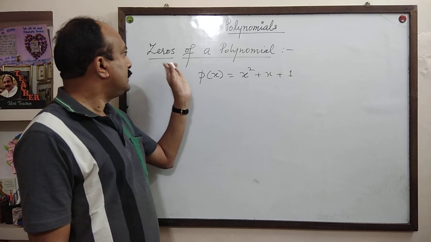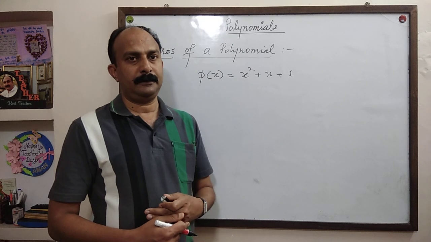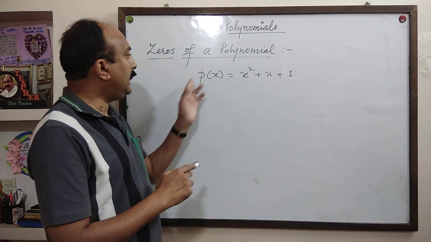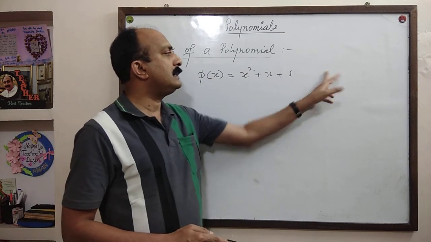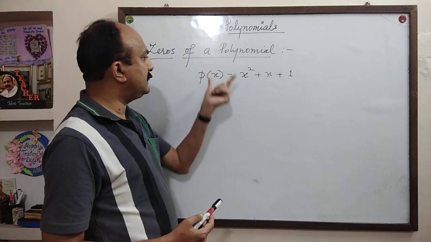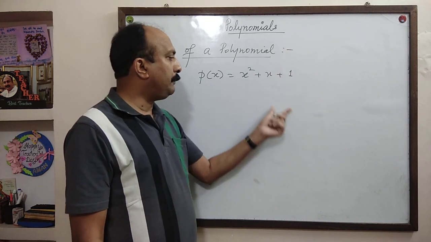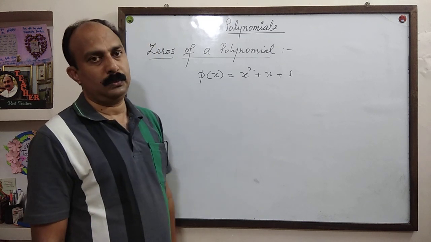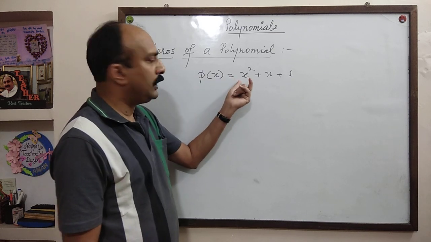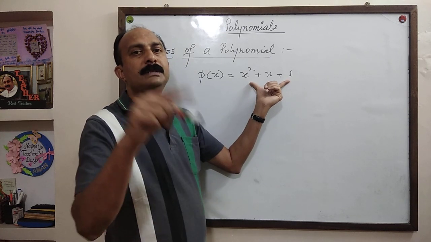Listen carefully. Zeros of a polynomial is that value of the variable for which the entire polynomial value becomes 0. I repeat, zeros of a polynomial is that value of the variable for which the entire polynomial value becomes 0. Got it? Means for a particular value of x, this entire polynomial value may become 0.